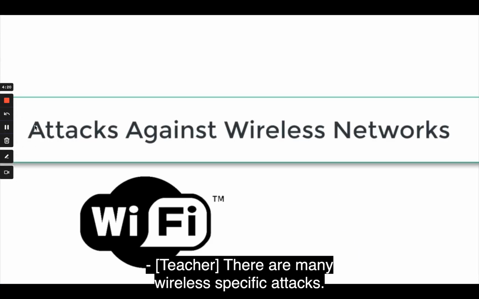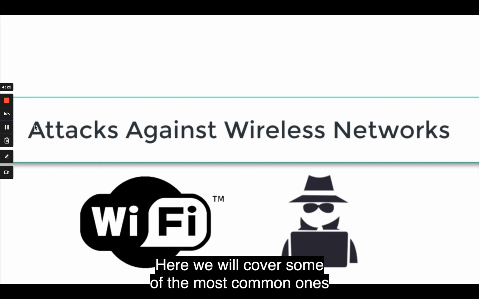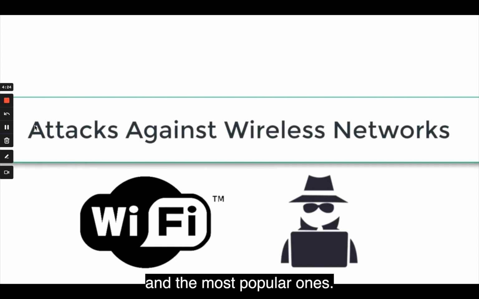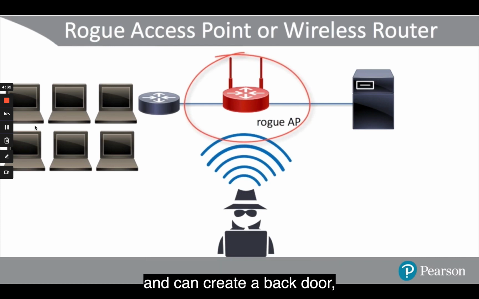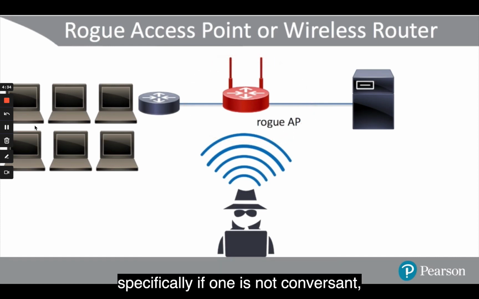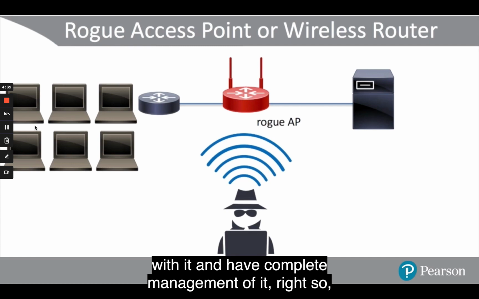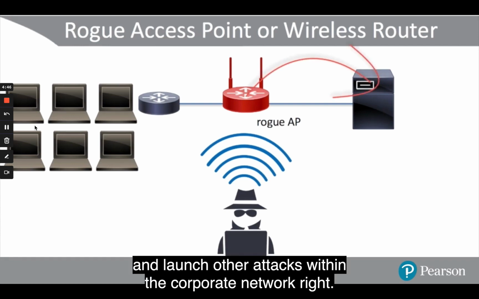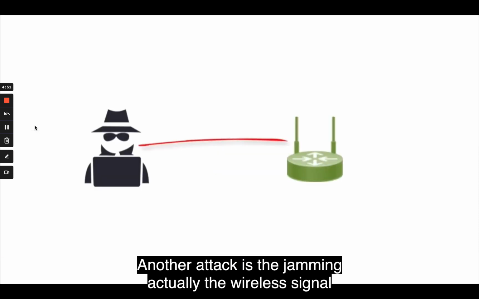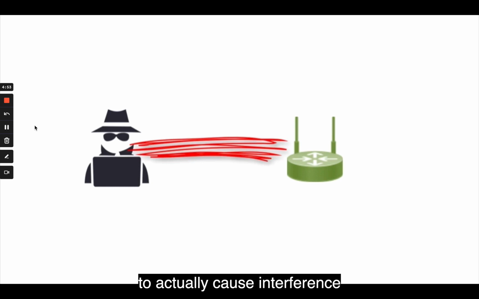There are many wireless specific attacks. Here we will cover some of the most common and most popular ones. So the first type of attack is when an attacker installs a rogue access point and can create a backdoor, specifically if one is not conversant with it and has complete management of it. After this rogue access point is installed, the attacker can then scan and launch other attacks within the corporate network.